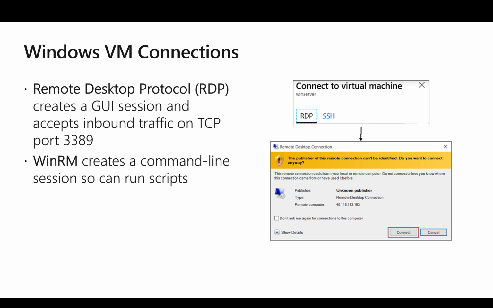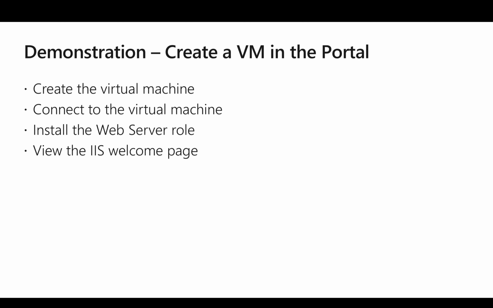So coming to connecting Windows virtual machines, we know for Windows virtual machines we have the RDP protocol, which connects through port 3389, and in addition we can use WinRM to connect if we want to use a command line session interface. Now we will switch back to a demonstration on how to create a VM in the portal.